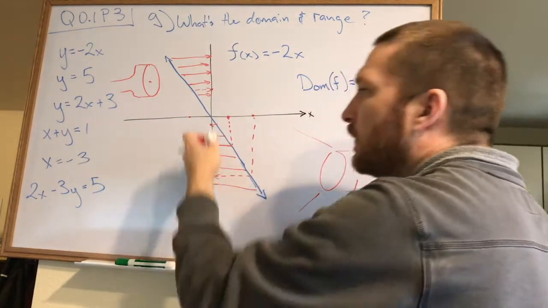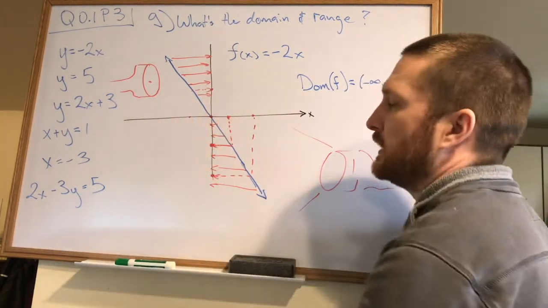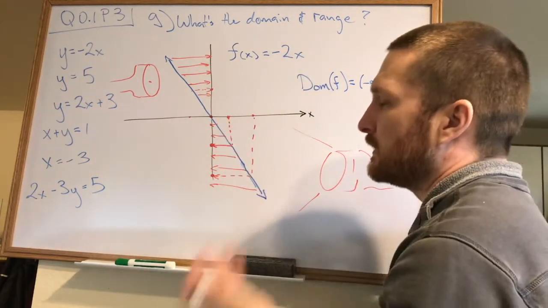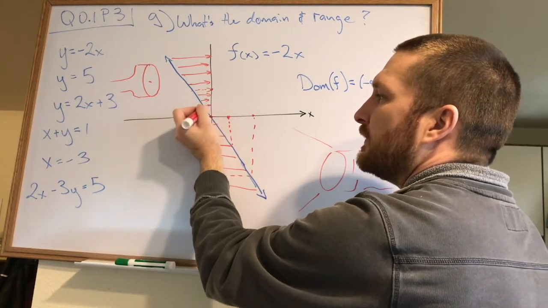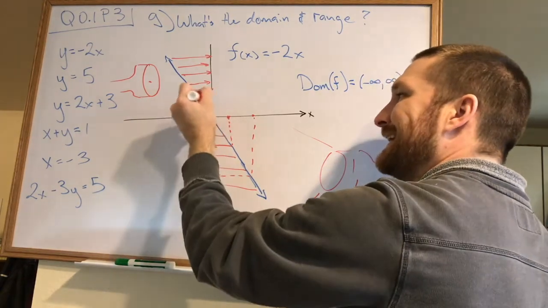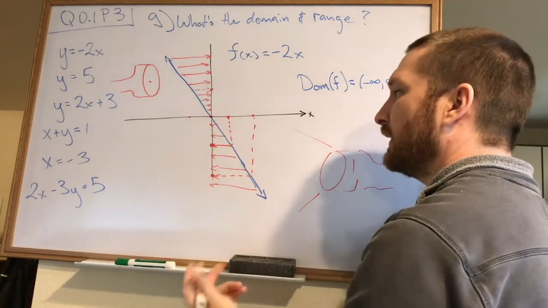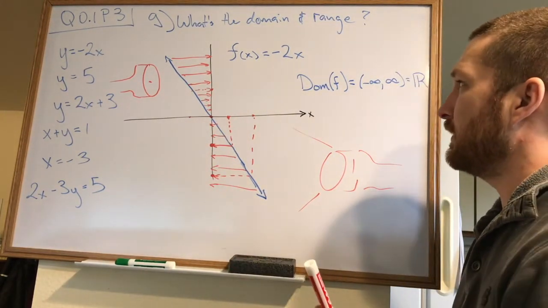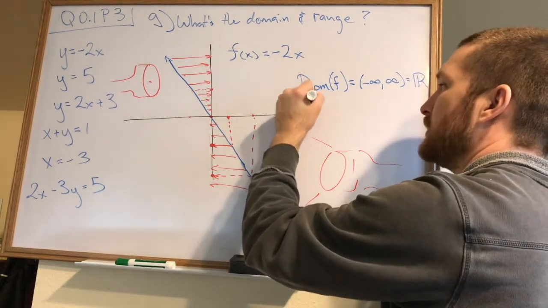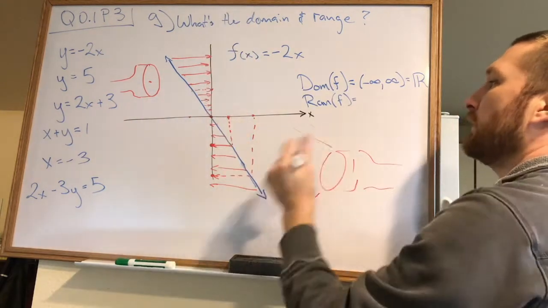And there's no value in the output that doesn't get hit, right? 0 is hit. Clearly, when we plug in a 0, we get out a 0. All the positive values are going to get hit by this function. All of the negative values are going to get hit. And so, finally, we could say in this case, the range of f is all real numbers.